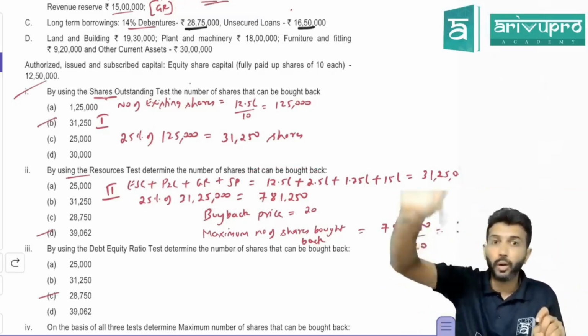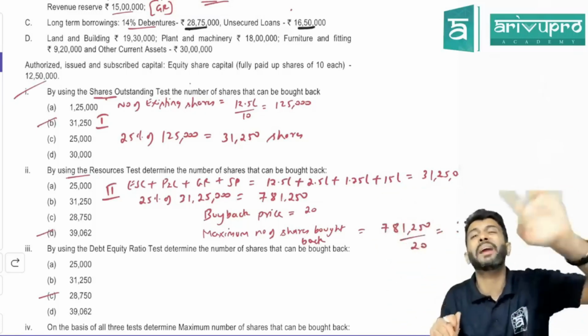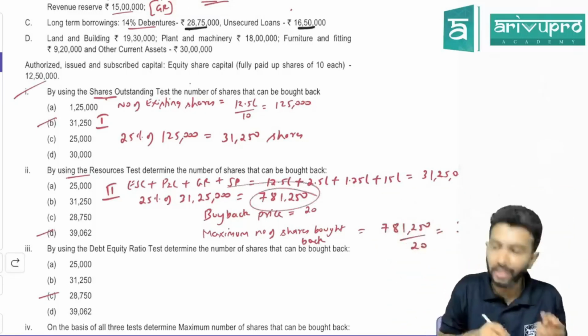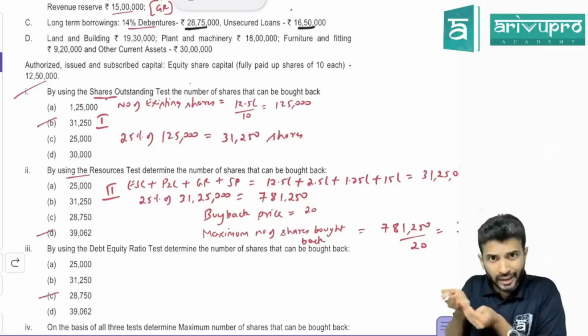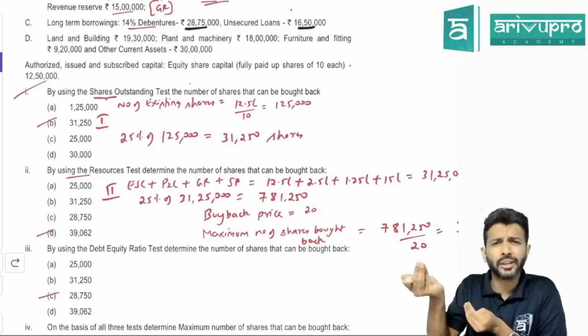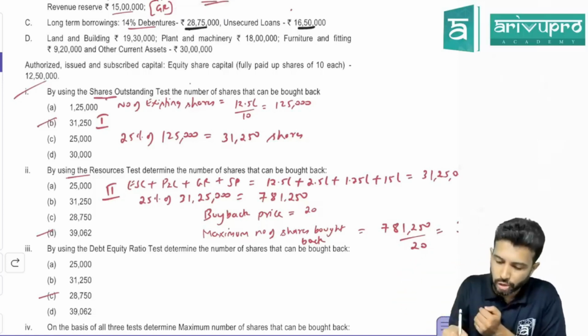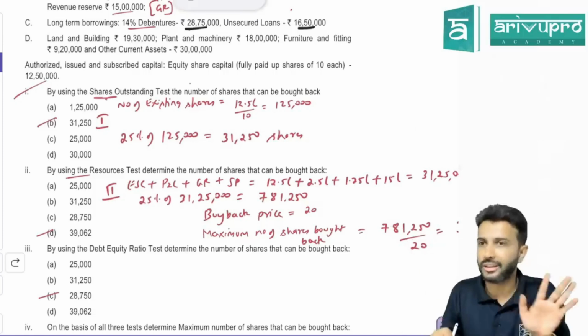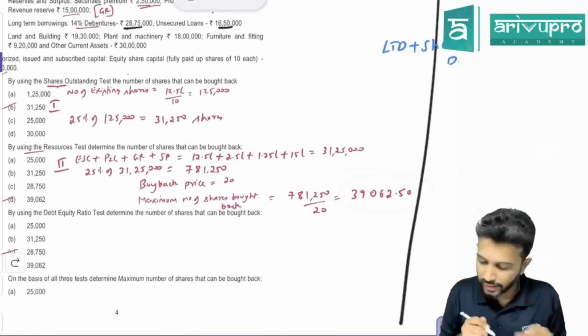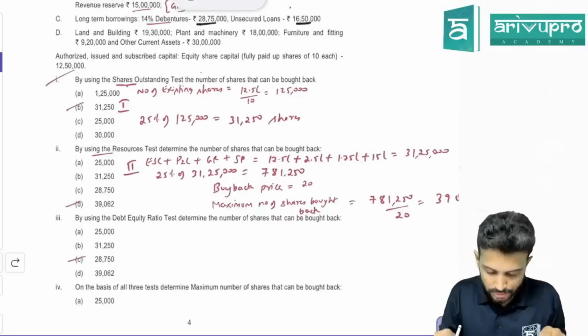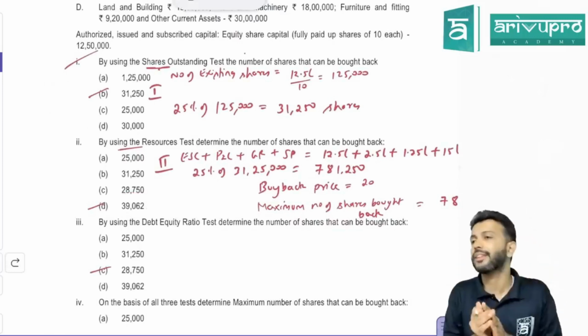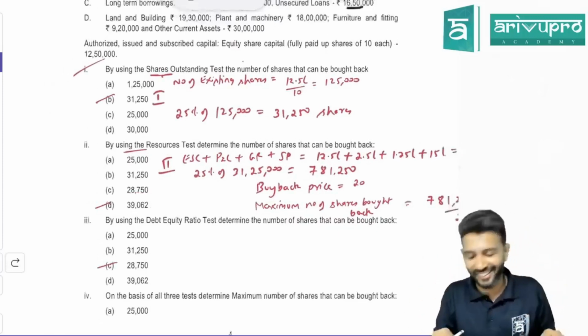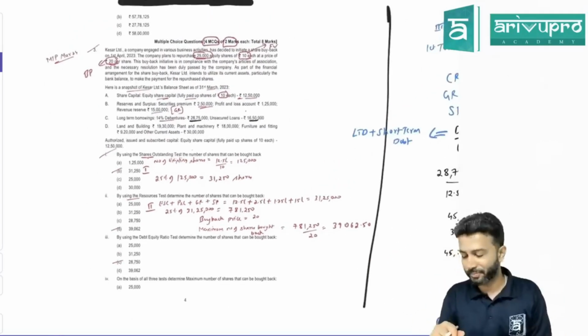Take the value, and don't divide by face value. Take the buyback price, because this is the total value of buyback that you're doing. Are you buying back at face value or its actual price? Actual price. So always the denominator should be the buyback price, not face value, in these cases. If you do that, you're going to get 39,062.5. Which option has that? This. They've rounded it off. Select the next best option. D for Delhi is the correct option here.